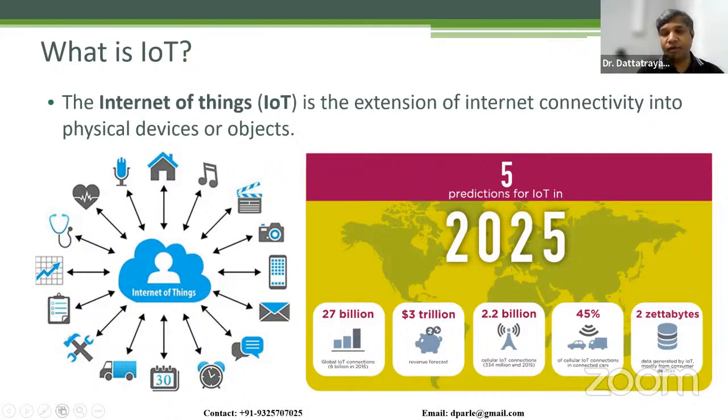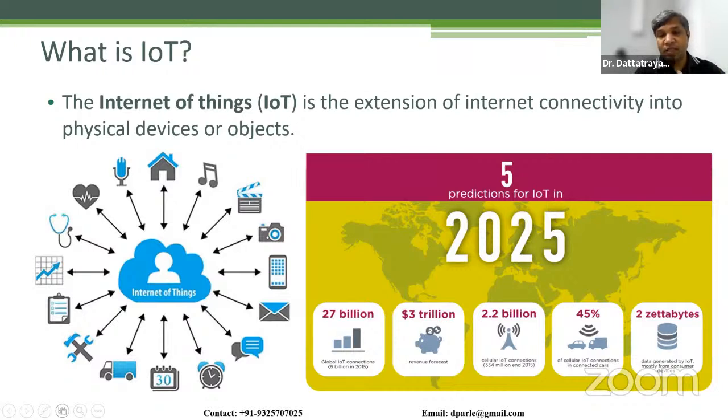By 2025 or maybe 2030, what will happen? If you see the top five predictions for IoT, we are expecting to connect 27 billion, or 30 billion, IoT connections. Imagine, this number was some 6 billion in 2015. In 5 years, we are making it about 5 times more.